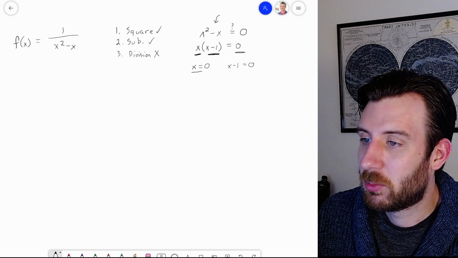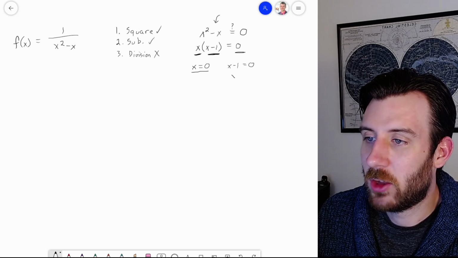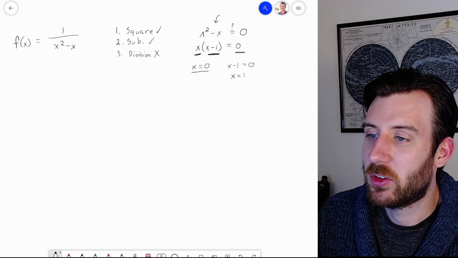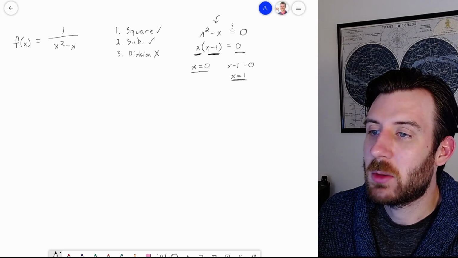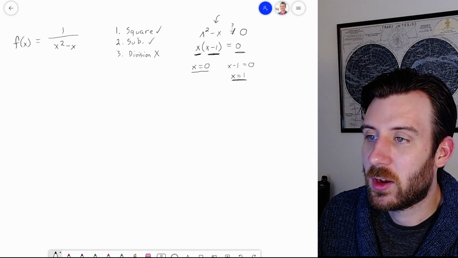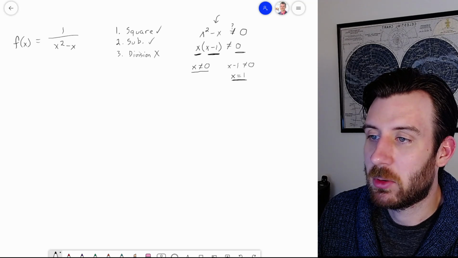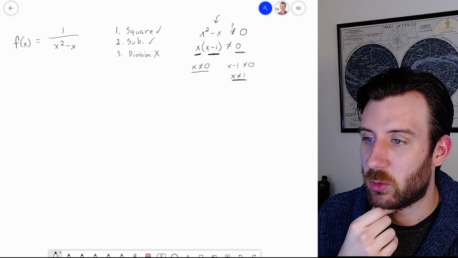Well, x equals 0 is pretty straightforward. X minus 1 equaling 0, we could add 1 to both sides, or logic through that x would have to be 1 for this entire statement to be true. So those are going to be the two places where we have some difficulty. If we don't want the denominator equal to 0, then that means that all of these things shouldn't happen. We shouldn't have x equal to 0, and we shouldn't have x equal to 1.